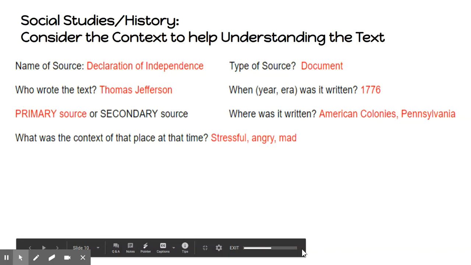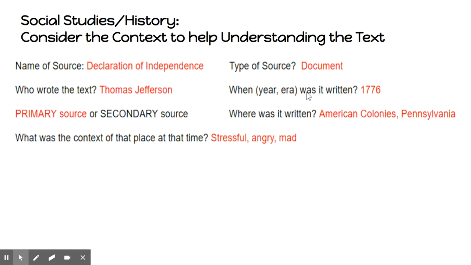So, just thinking back to the previous lesson, we looked at some of the key information we should always surface when studying a new source. These are some of the details we went over for the Declaration of Independence. We also want to recall and think back to the why behind the document.